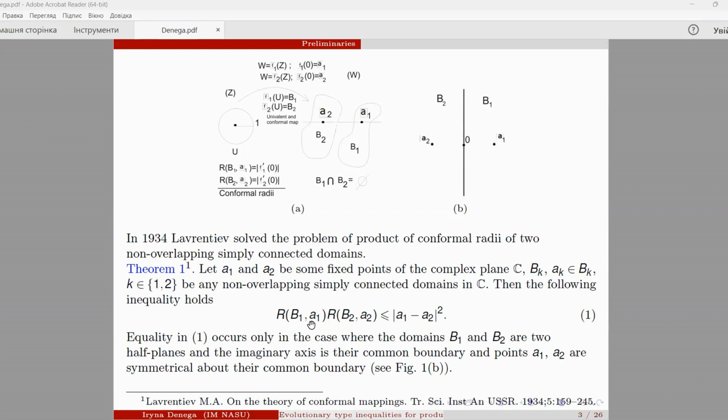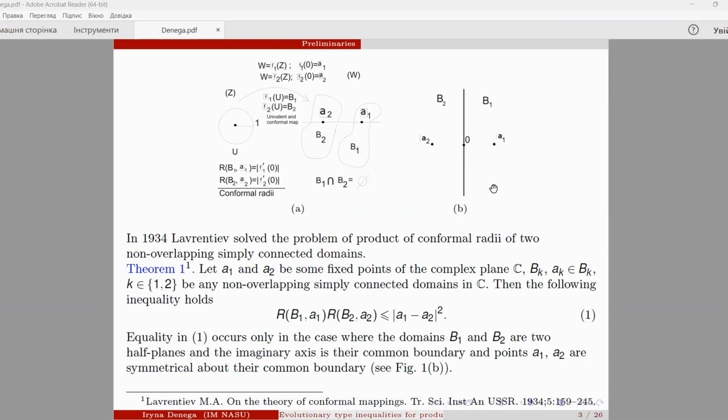R of B1, a1 times R of B2, a2 is less than or equal to the modulus of a1 minus a2 squared. Equality in this inequality occurs only in the case when the domains B1 and B2 are two half planes and the imaginary axis is their common boundary, and points a1 and a2 are symmetrical about their common boundary.